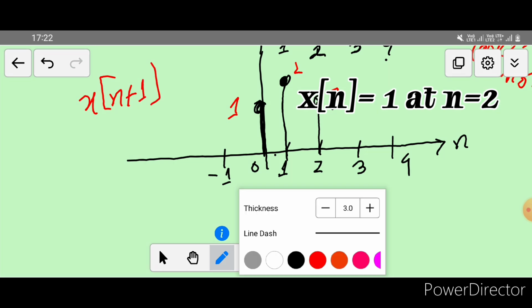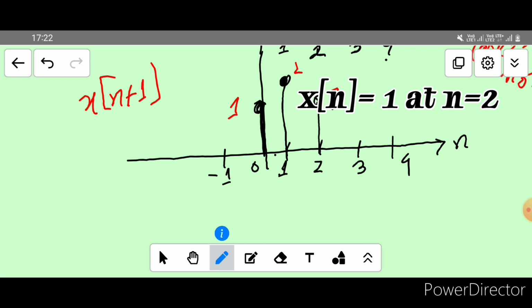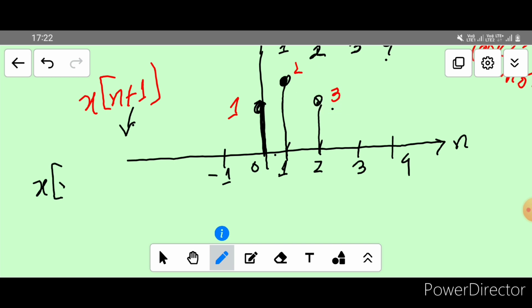Now you may have a doubt about how this plus sign came, because the general notation of a time shifted signal in discrete time is n minus n naught. Since our n naught is equal to -1, minus minus will be plus, so hence it is xn plus 1.